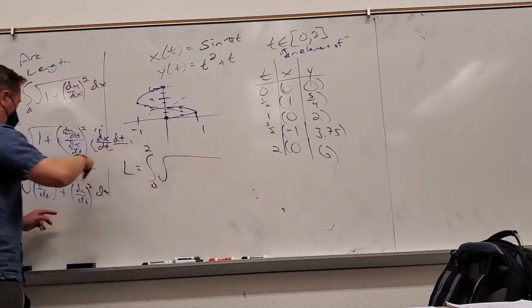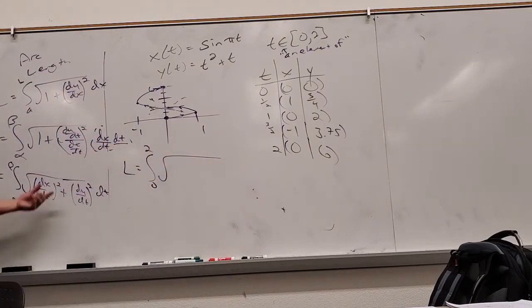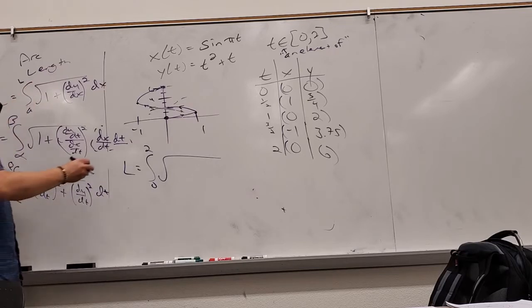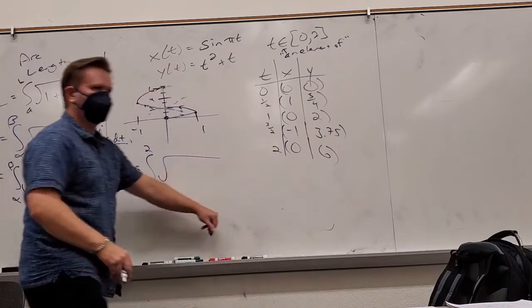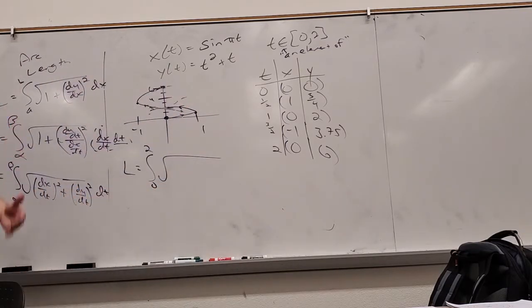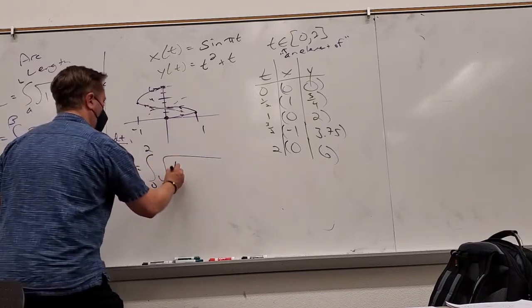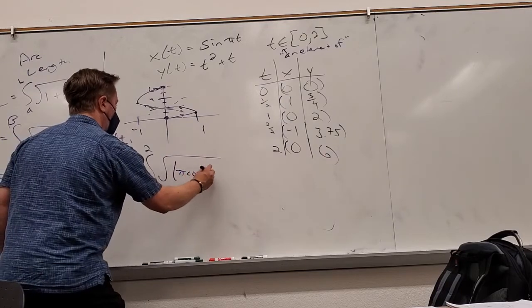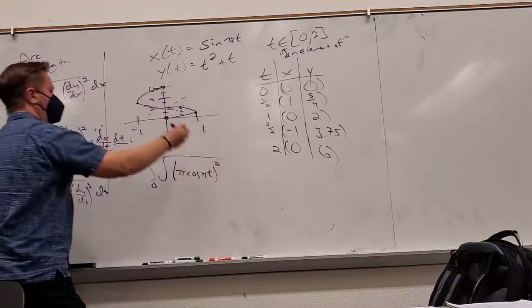Square root. What's dx dt squared? What's dx dt? This is probably going to be something we can't do, or I really don't want to do, but I just want to show you how to set this up. Pi cosine pi t. Yeah, this will be pi cosine pi t squared. And then dy dt is nice.